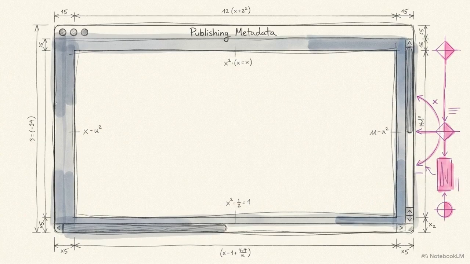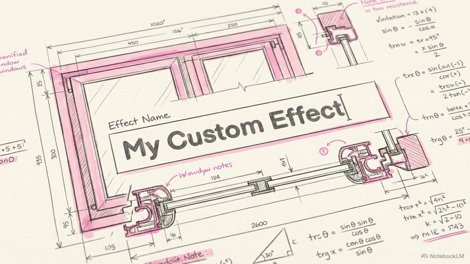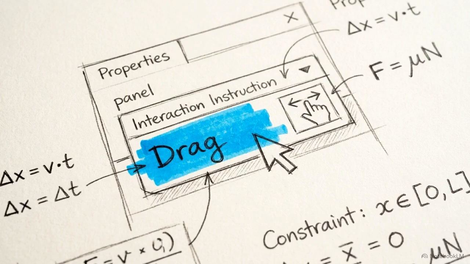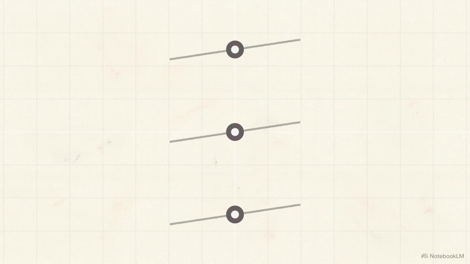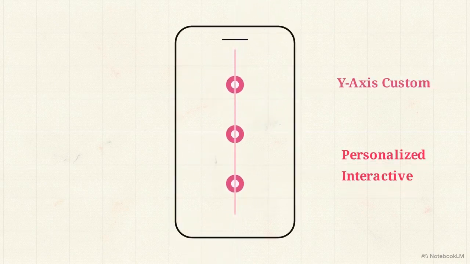Move to the publishing metadata. Upload your custom thumbnail icon, define a searchable name, and write a clear description. This mockup highlights the most crucial publishing setting. To guarantee platform compatibility, the interaction instruction dropdown must be explicitly set to drag. By deconstructing the mathematical rules and rewiring the base templates, you bypass generic formats entirely to architect personalized interactive software.